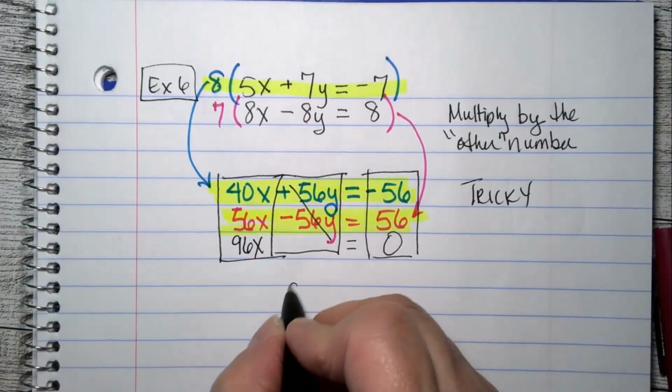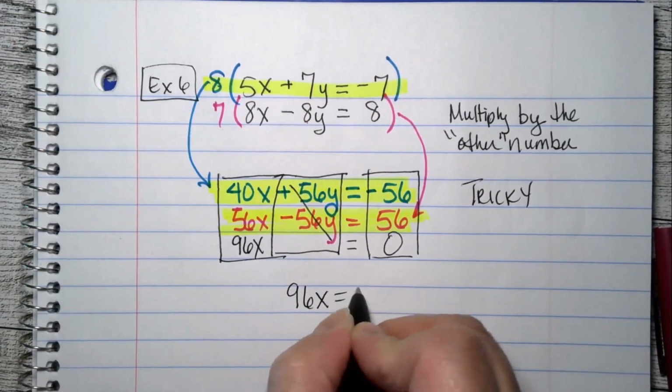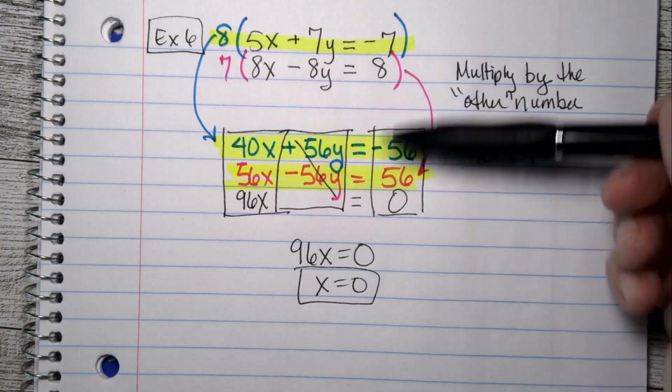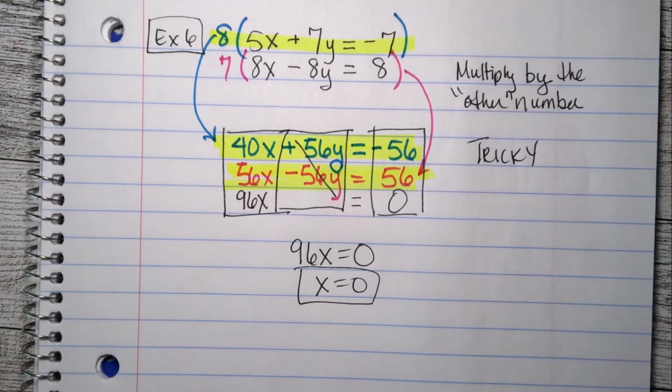Now it's not hard. I mean, now we know that x equals 0. I'm not done yet. We have to go in and find the y, but the hard part was right here, figuring out what you're going to multiply by. Let's find the y.